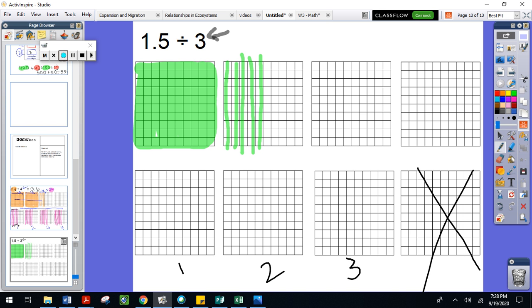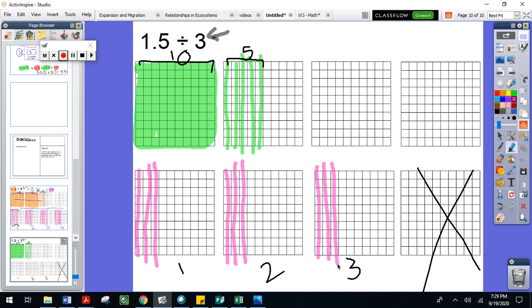So I'm going to take the number of columns that I have, and remember that in this flat there are 10 columns, and in this flat we have 5 columns. Together that gives me 15. So I'm going to spread those 15 columns out among the 3 flats at the bottom. 1, 2, 3, 4, 5, 6, 7, 8, 9, 10, 11, 12, 13, 14, 15. So I just got to 15, which came from here and here.